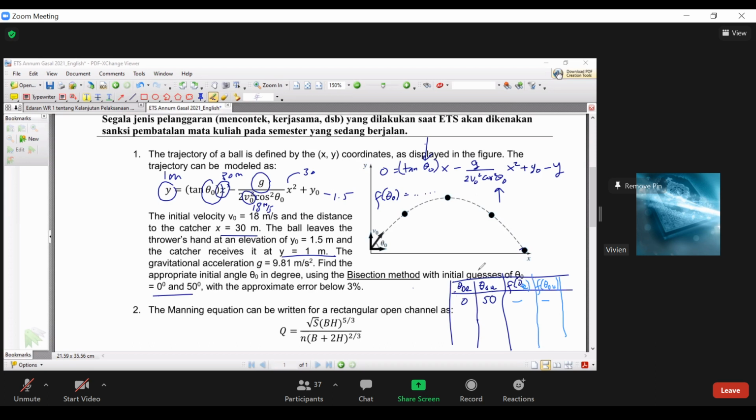So what we need to do next is find the new value for the root. We have to find theta 0 root, and for the bisection method it is very easy to find. It becomes theta 0 for the lower limit plus theta 0 for the upper limit, divided by 2. Once we have this value, we can calculate the new root, and then we calculate f theta 0 for the root and see whether this is positive or negative. So for example, this is, I will see.